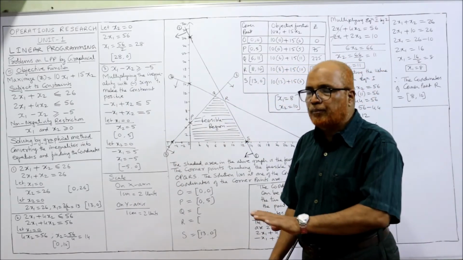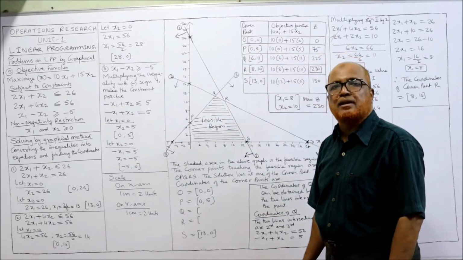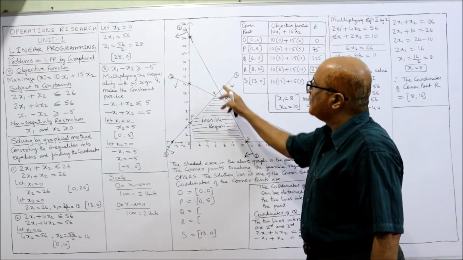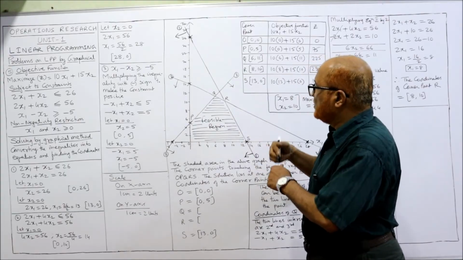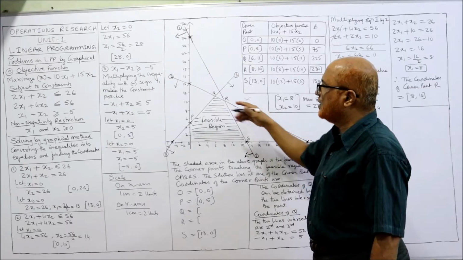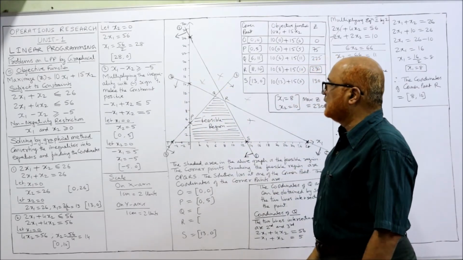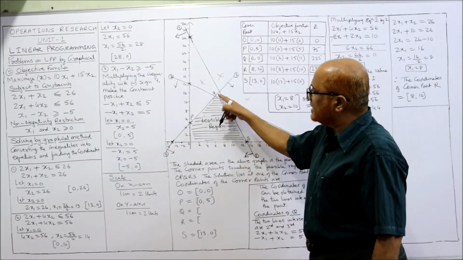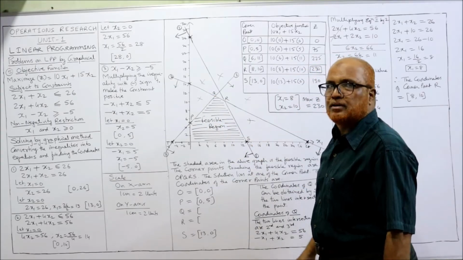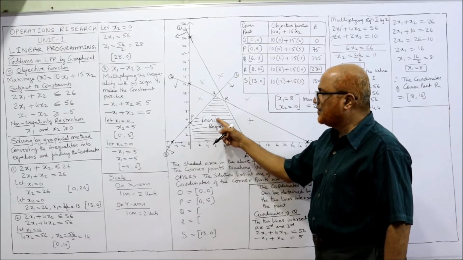Now we have plotted all the points and drawn the lines. Now we have to find out the feasible region. This line says the feasible region is downward, so our feasible region is not in this area. This line says the feasible region is downward, so this is not the feasible region. Ultimately this line also says the feasible region is downward, so this is also not the feasible region. Finally, the feasible region is this one. This is the feasible region.